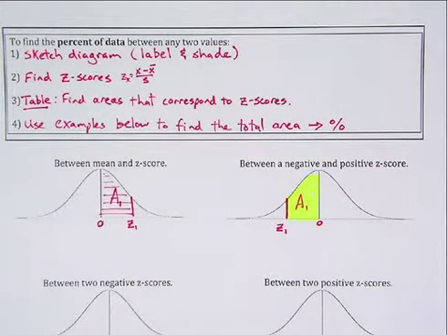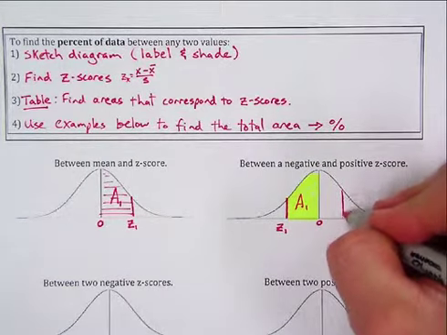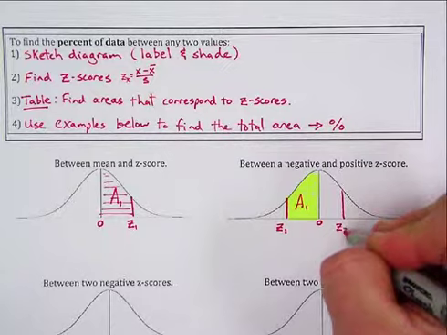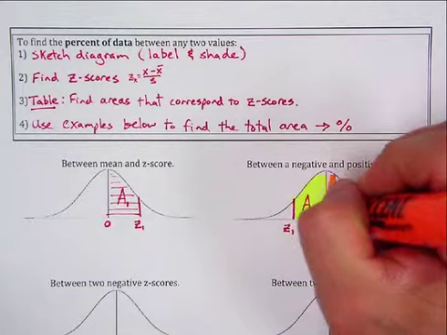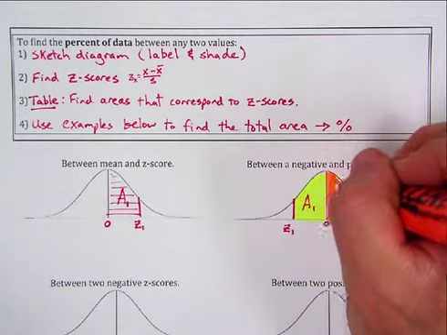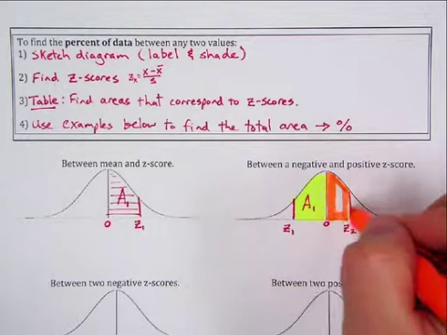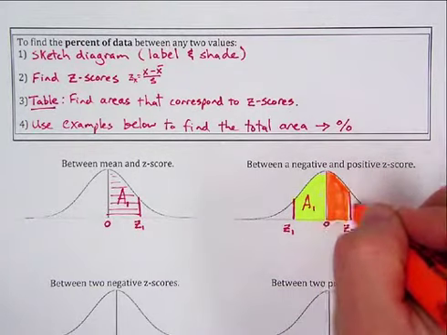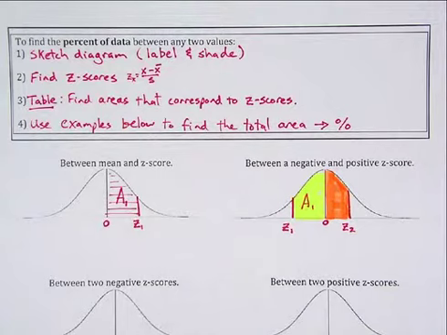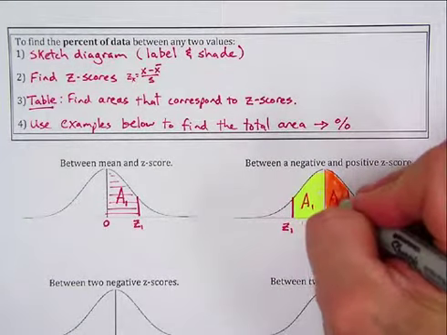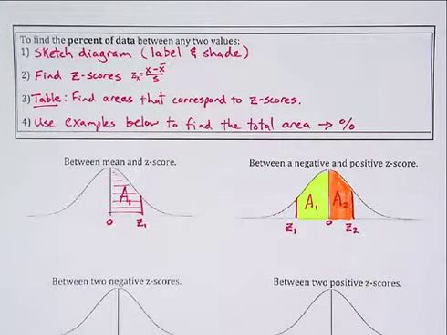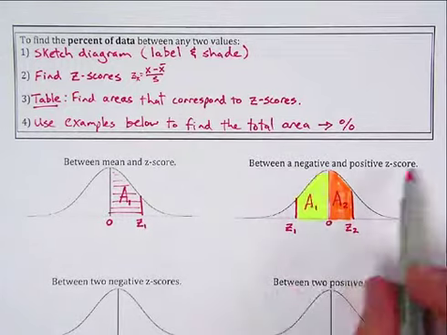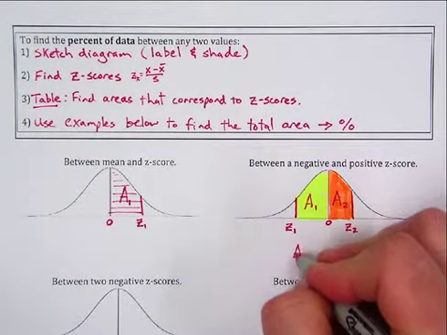And then we'll also have another z-score. That'll be positive. And the area from the table will be over here. Call this a sub 2, corresponding with our second one. So if I want to find the total area here between a negative and a positive z-score, I'm going to add the two areas.